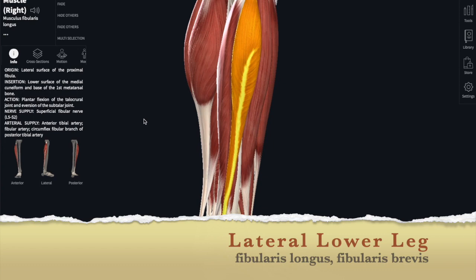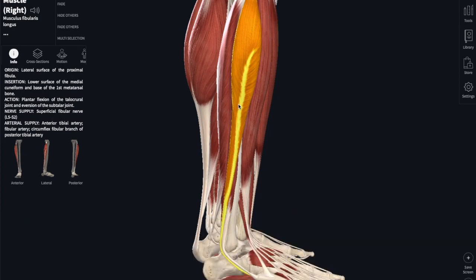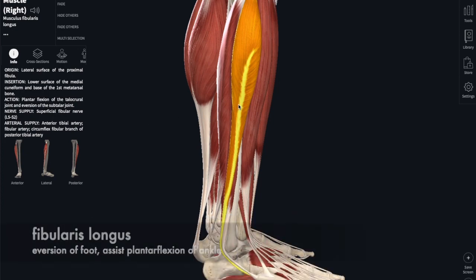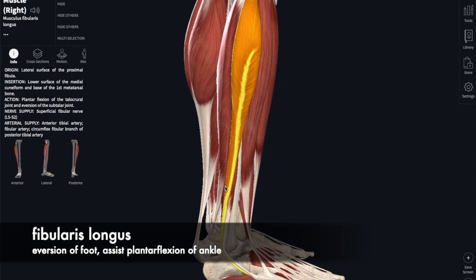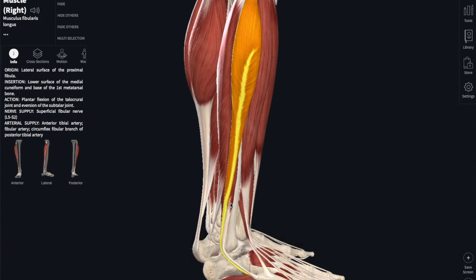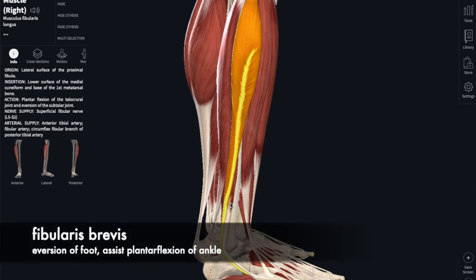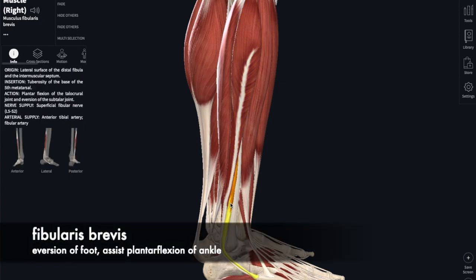On the lateral lower leg, we have two muscles. Both of these are involved in foot eversion. The more superficial one is the fibularis longus. It's named after the bone that it is situated over. So this is your fibula, therefore this is fibularis longus. Then underneath that, you have the fibularis brevis. It's right here. Both of these, once again, are involved in foot eversion. Let's take a look at that.